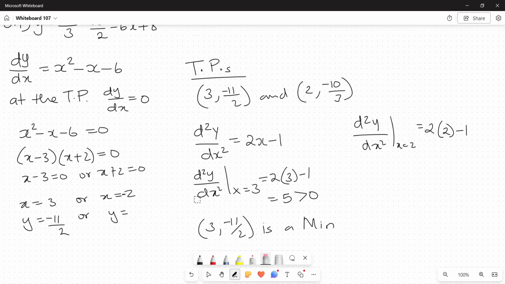So that would mean that the y coordinate is 46 over 3. Okay, substitute, and then here we get negative 5, which is less than 0, and that would be minus 2, and 46 over 3 is a maximum. So the question only asked for us to work out the maximum and the minimum turning point. So we don't need to work out the point of inflection if there are any.